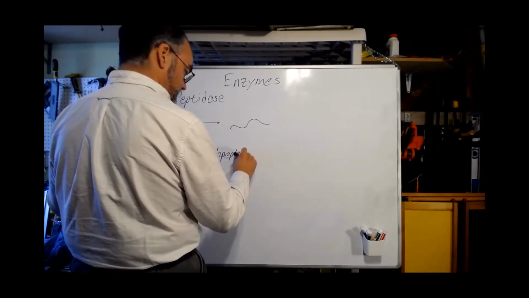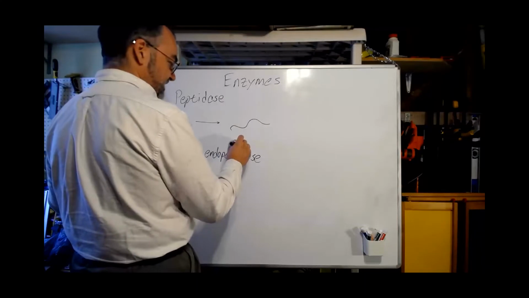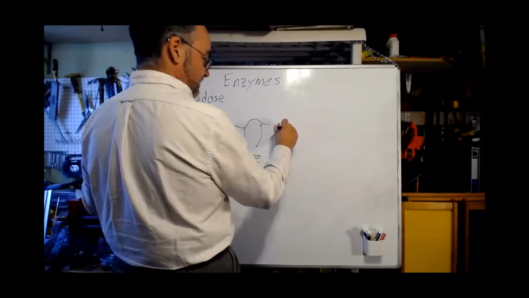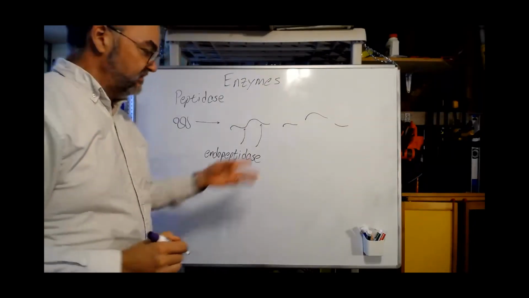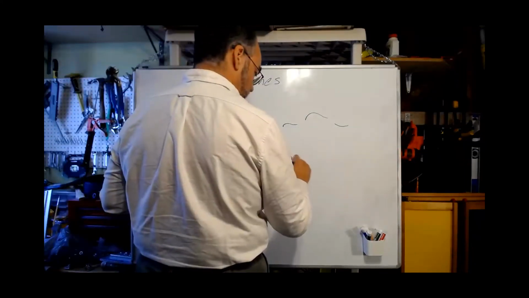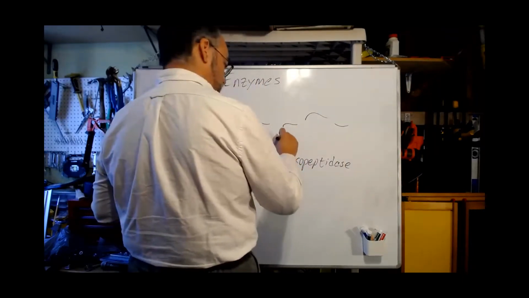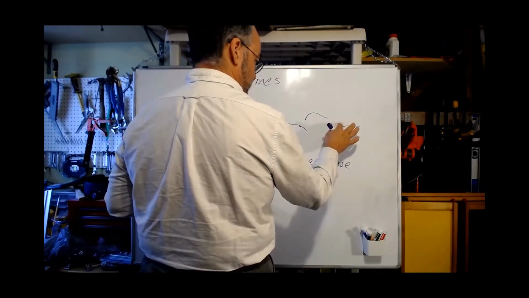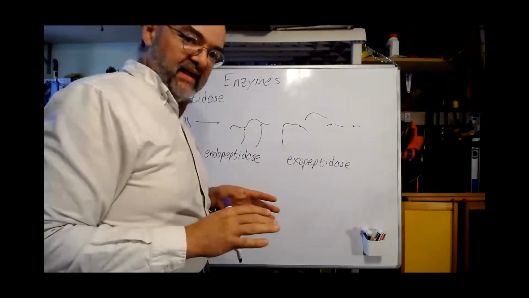Endopeptidases. Notice the name, endo, inside. Endopeptidases will cut this amino acid chain somewhere in the middle. So you end up with separate pieces. So endopeptidases will chop up that long chain into much smaller chains. And then exopeptidases will attack the ends of those chains, breaking them up into groups of 1 to 3 amino acids.